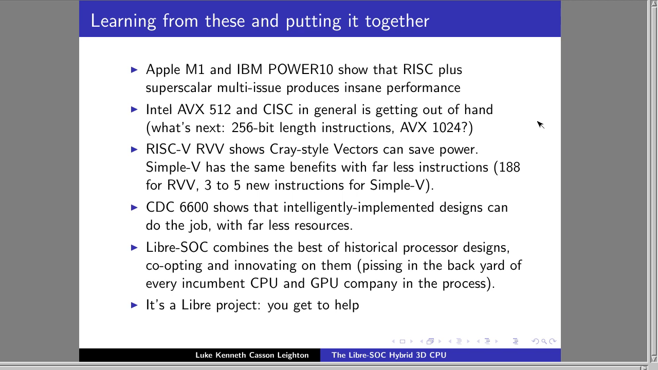RISC-V RVV shows Cray-style vectors can save power. This is one thing that has not really been picked up on as being deeply significant, in that SIMD considered harmful article.